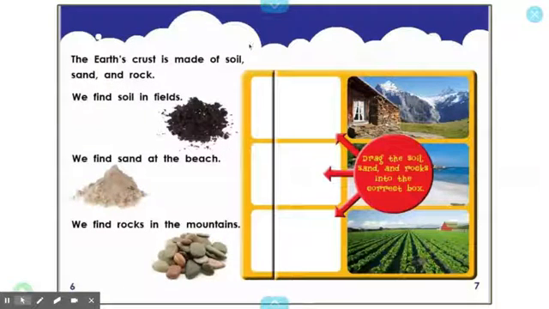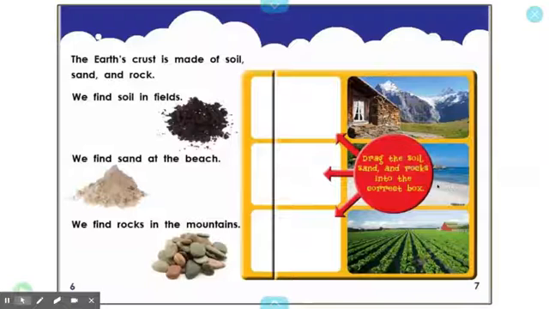The earth's crust is made of soil, sand, and rock. We find soil in fields, we find sand at the beach, we find rocks in the mountains. And then it says, drag the soil, sand, and rocks into the correct box. I'm not sure that I can do that. Oh, maybe the words? Okay, so soil, sand, and rocks.